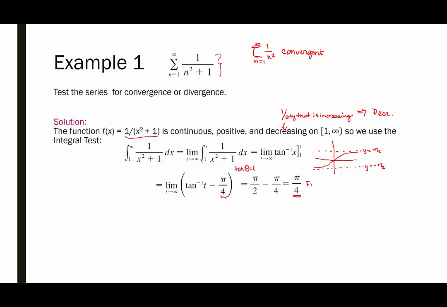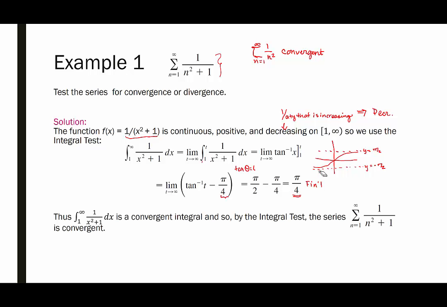This is finite. Since we determined that the value of the improper integral is finite, that means the improper integral is convergent. And by the integral test, the associated series, the sum from 1 to infinity of 1 divided by the quantity n squared plus 1, must also be convergent. So that's a classic example of how you apply this.